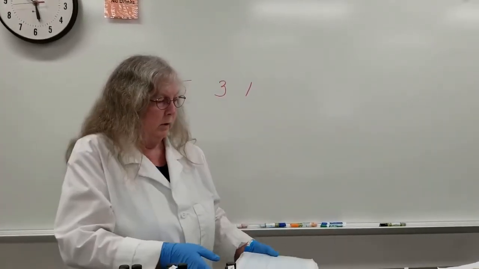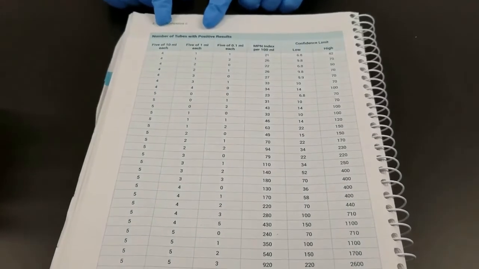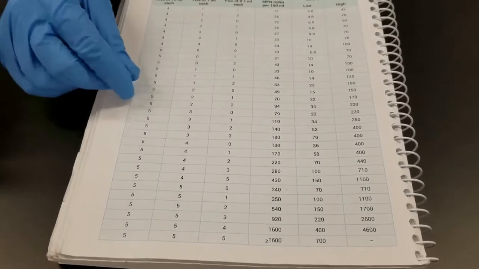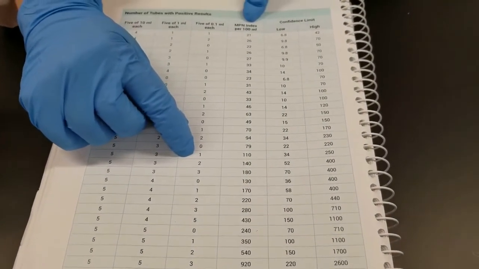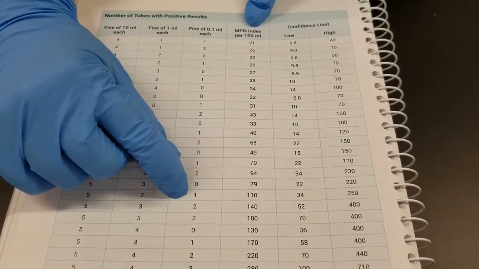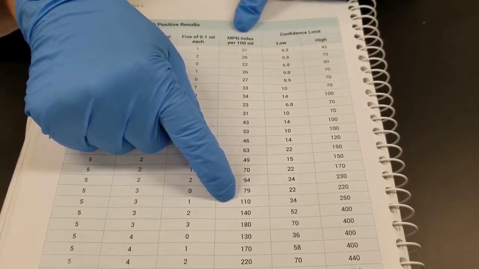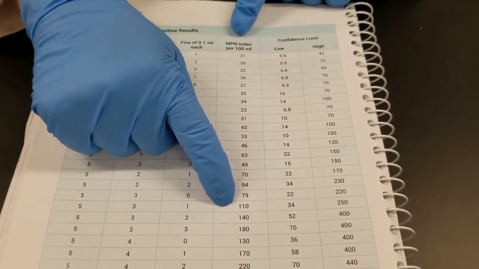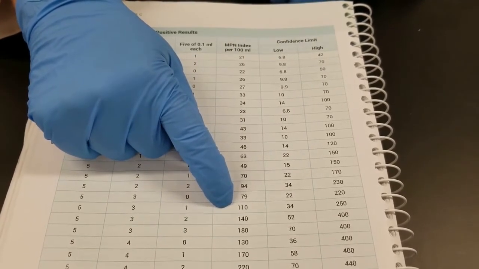Then you would go to a standard book or chart where you would look up that number that you recorded. So in our case, we find 531. And then this next column is the most probable number index per 100 mils. So what does this number right here tell you? 110. That tells you that it's an estimate. That's all it is, an estimate, that there would be 110 organisms per 100 mils of water sample.